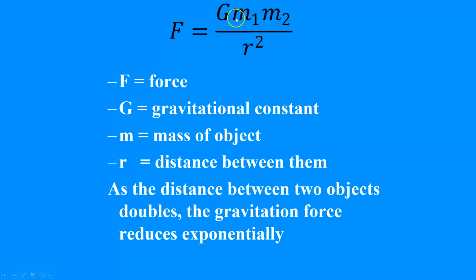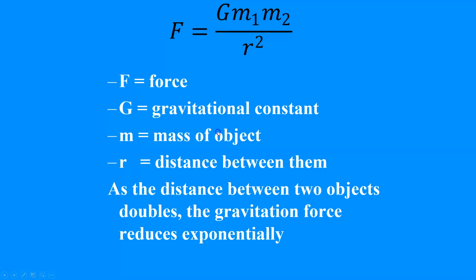Now, the gravitational attraction is actually influenced more by the distance between the two objects than the mass change. So, for example, if you doubled the mass, it wouldn't influence the gravitational attraction as much as doubling the distance. And the reason for that is because the distance is squared and you're dividing the masses multiplied. So, as distance between two objects doubles, the gravitational force reduces exponentially.